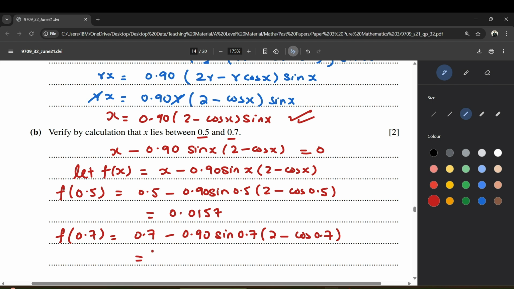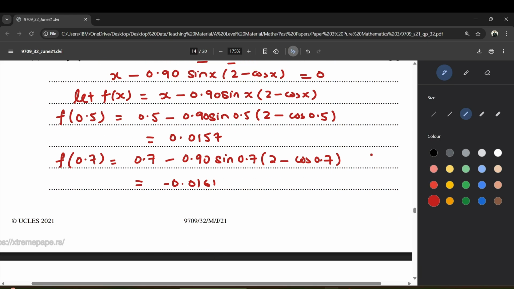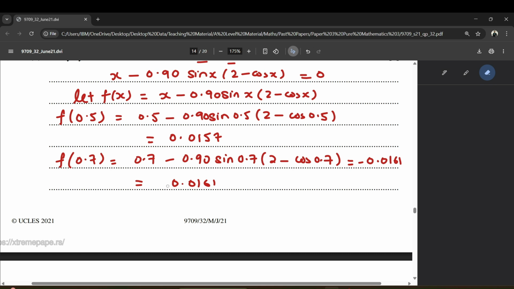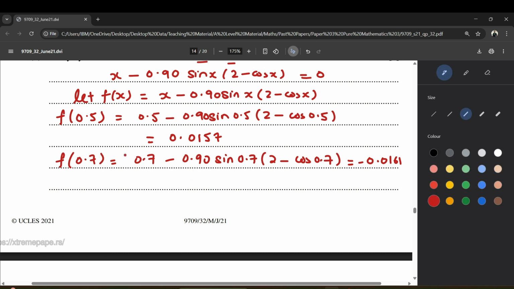Okay, so now if we plug in this value, we get minus 0.0161. So here we can see, let me write it over here, minus 0.0161. All right, so we can see that between 0.5 and 0.7, there has been a sign change. That indicates that our root lies between these 2 points.